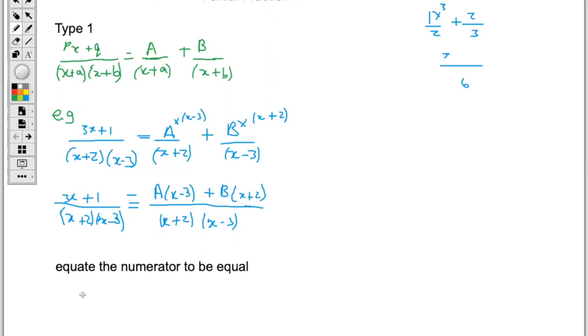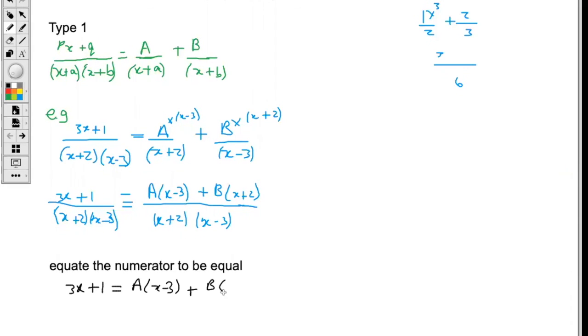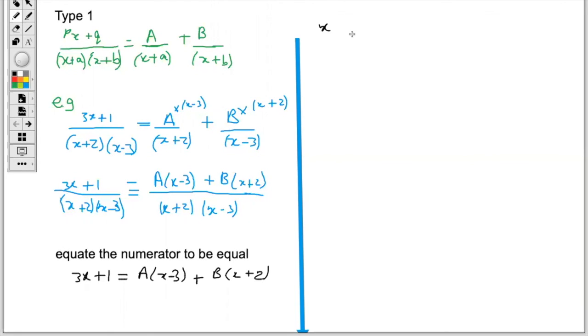So I'm going to equate the numerators to be equal because they are the same fraction. We're just finding out what a and b are. By comparison, I equate the numerators and find the values of a and b. Now I'm going to use substitution of a number. I'm going to let x be 3 because right here, if I put x to be 3, it becomes 0 where I have a.